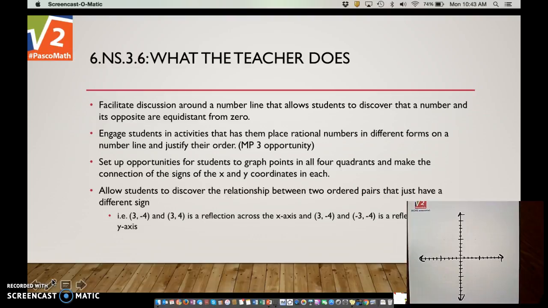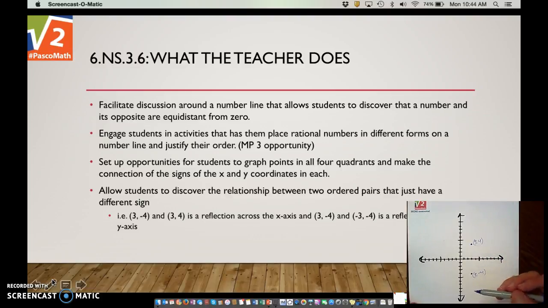And so let's say (3, -4). So we have +3, and then 1, 2, 3, 4 down. So we're here. And then we have 3, 4 here, (3, -4) here. And so having the students see that this is just a reflection across the x-axis here.